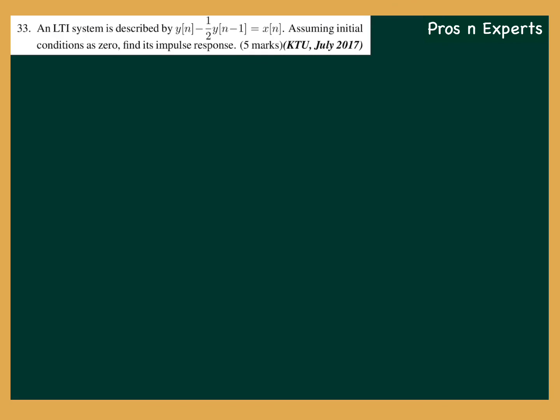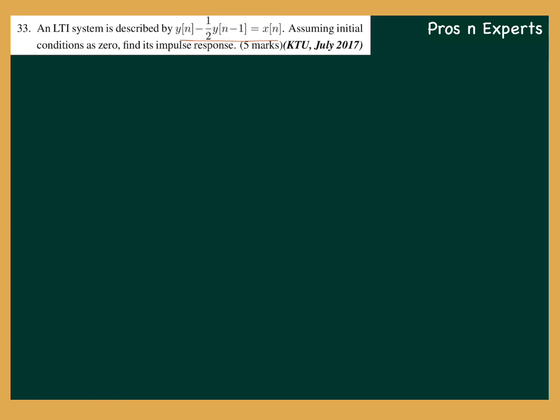Okay, so we will do the next problem. An LTI system is described by y of n minus half y of n minus 1 equal to x of n. Assuming initial conditions as 0, find its impulse response. So you are given a difference equation. This is a difference equation. And initial conditions are 0. You have to find its impulse response. Impulse response is h of n.